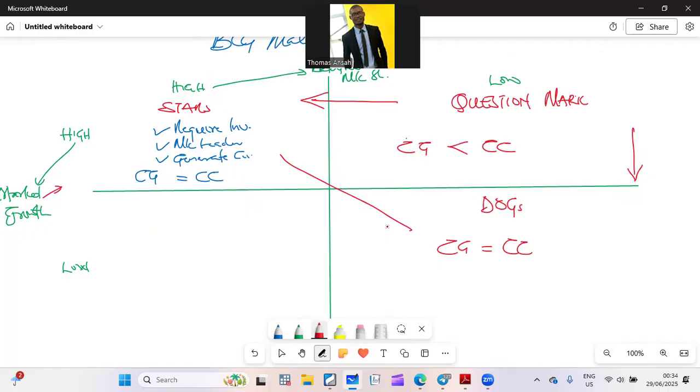You have low market share, and low growth too. So normally what you do here is that you may even liquidate. It is not worthwhile, but you might have to stay because probably it's providing complementary services. Here we have the cash cows.